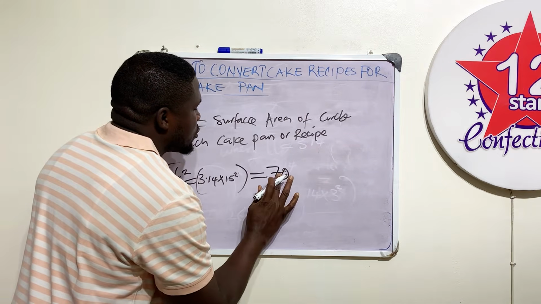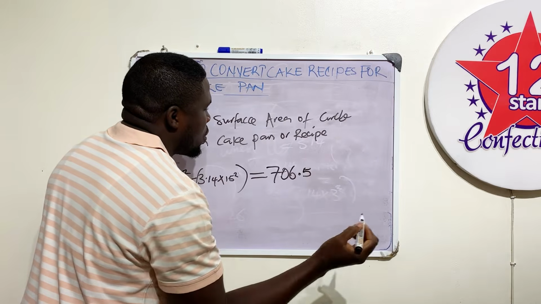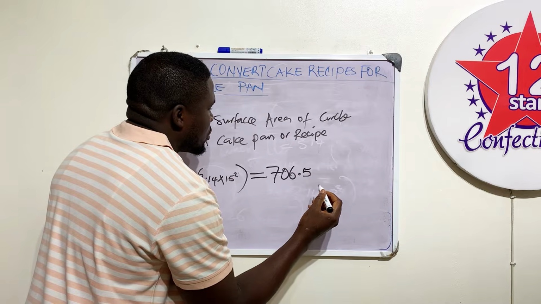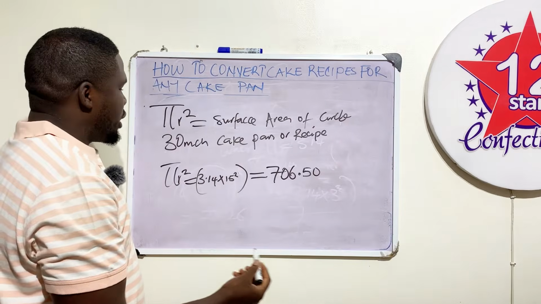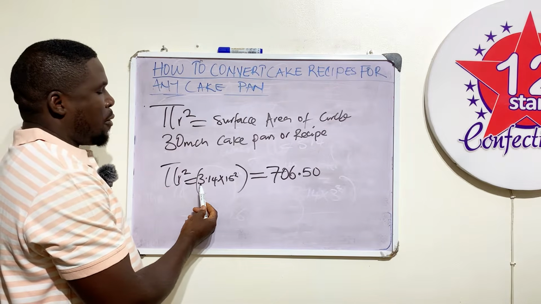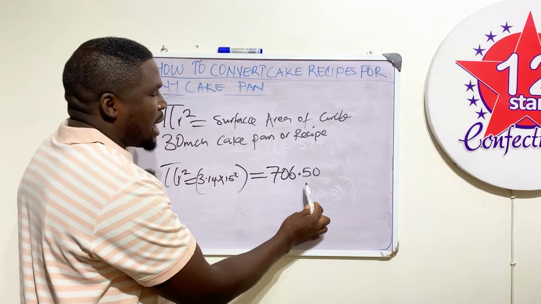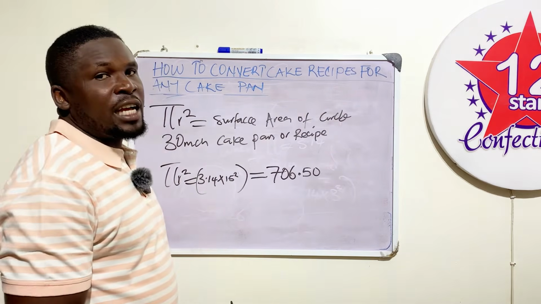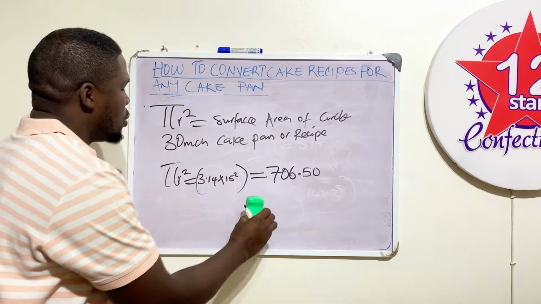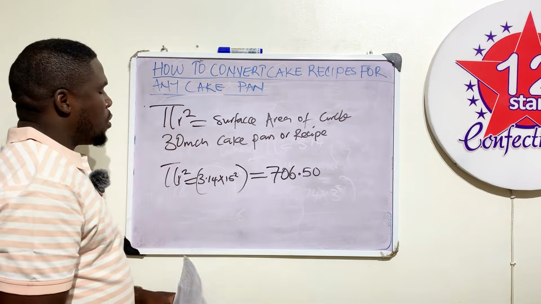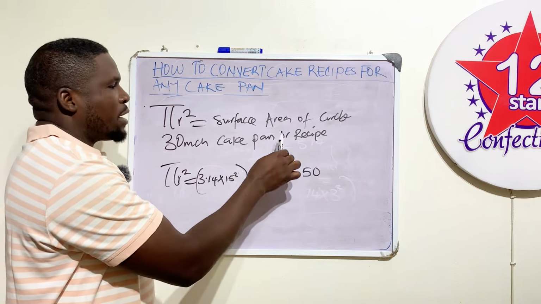So my answer is what? 706.5, sorry, there's a point here. 70 what? 0.5. Okay, 0.50. Do you know why I am asking that question? No. If you check our pi, it stopped at two decimal places, so our answers must stop at what? Two decimal places. Do you understand what I mean? I don't want to go further so that you'll not be confused. So right here we have gotten our surface area for what? The 30 inches cake pan or recipe.